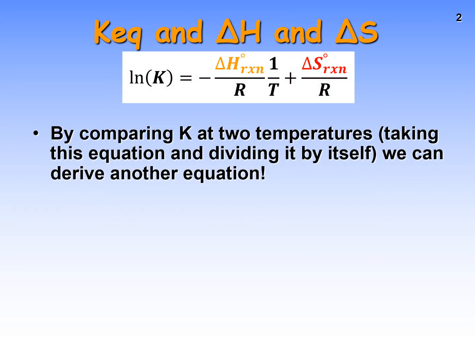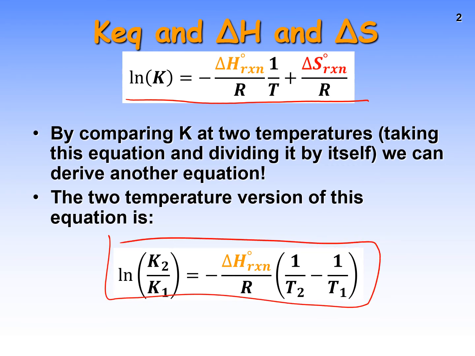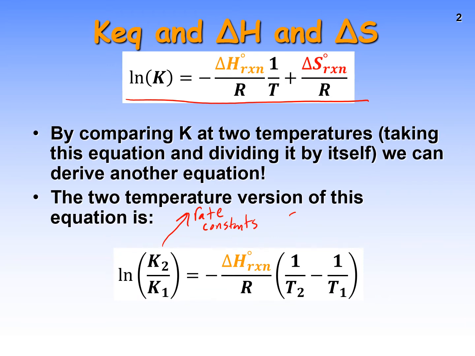By comparing two temperatures, so this is kind of the one temperature equation, we can actually divide it by itself under two different temperatures, and we can get another equation. The two temperature version looks like this. It kind of looks like the Arrhenius equation we learned about in chapter 13, except the only real difference is this is EA for Arrhenius, and these are rate constants. Otherwise, it's pretty much the same equation. But in this case, we're using equilibrium constants, and so these are KEQs.